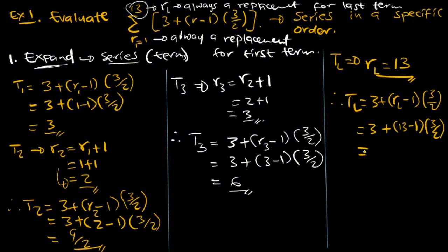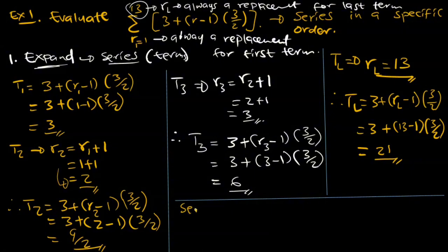Okay, put this into your calculator, you'll get 21. So basically 12 divided by 2, which is 6. 6 times 3, 18. 18 plus 3, 21.